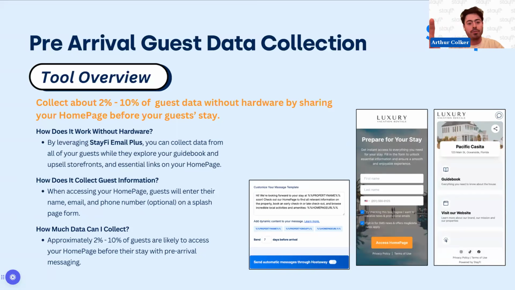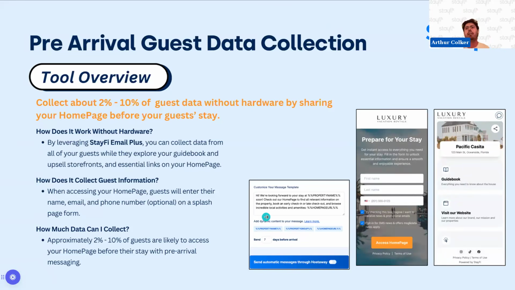And on the way to the homepage, essentially, we have a new splash page that you can see right over here that says prepare for your stay. So as people are entering the homepage, they're going to have to fill out this information. And then at that point, they can also share your homepage with other guests in their travel party. Or if they don't do it at that time and they're checking out your homepage, they can also share it with other guests at that time using this little share button.